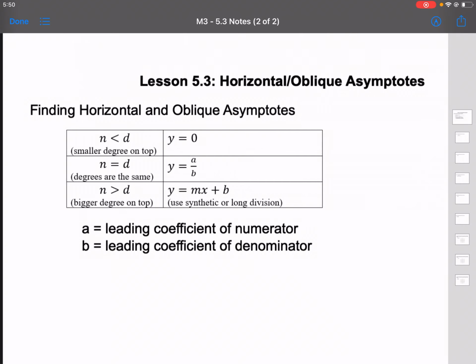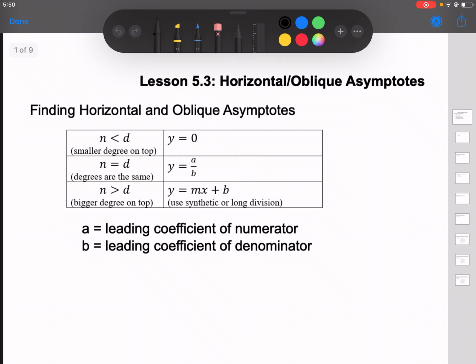Last time we talked about how to find vertical asymptotes, and today we're going to talk about how to find horizontal or oblique asymptotes. Now, the way this one works is you actually do division. It's all about long or synthetic division. And yes, there's this nice little chart, but really, if you just know how to divide, you'll be fine.